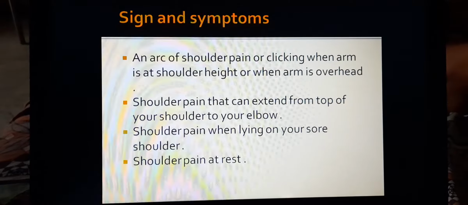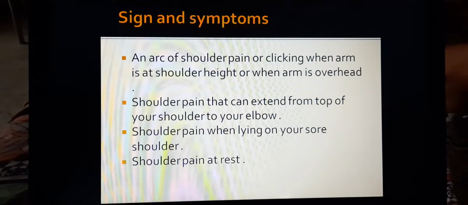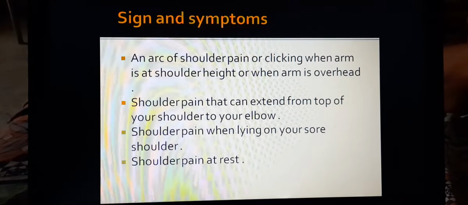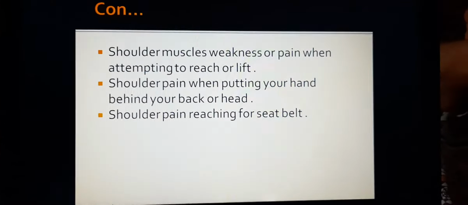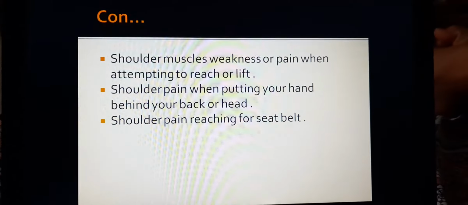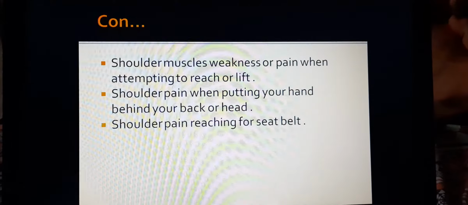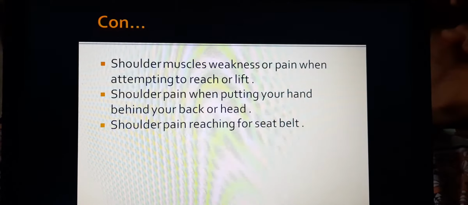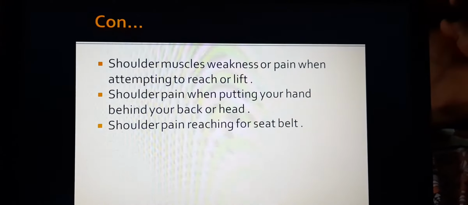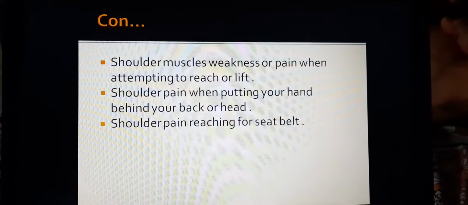Shoulder pain that can extend from the top of your shoulder to your elbow. Shoulder pain when lying on your sore shoulder. Shoulder pain at rest. Shoulder muscle weakness or pain when attempting to reach or lift. Shoulder pain when putting your hand behind your back or head. Shoulder pain reaching for a seat belt.